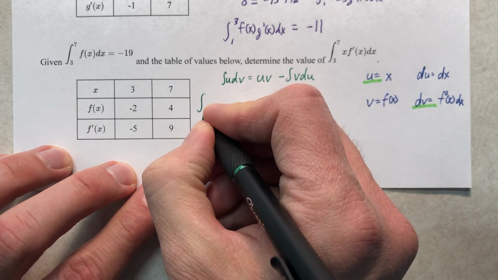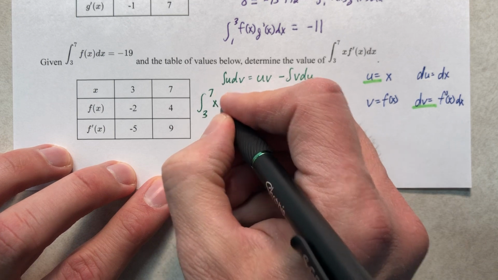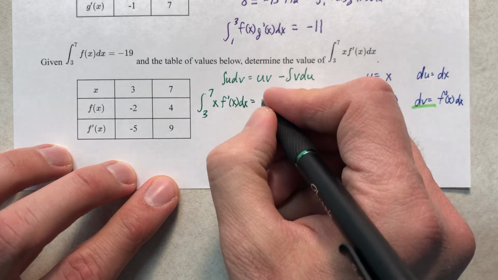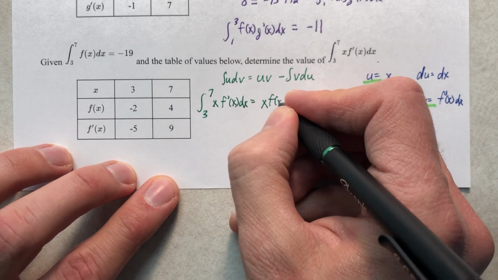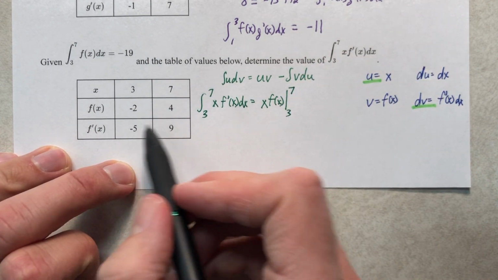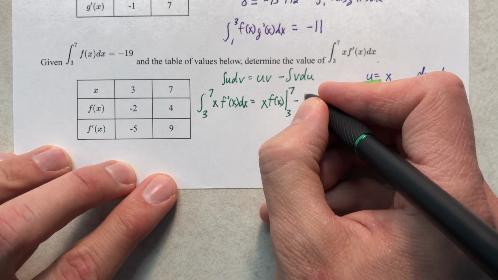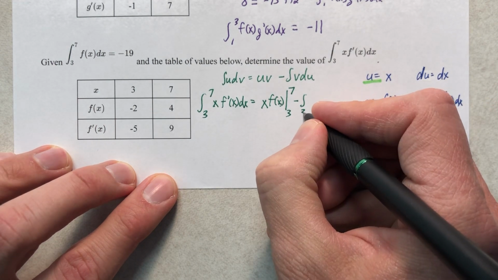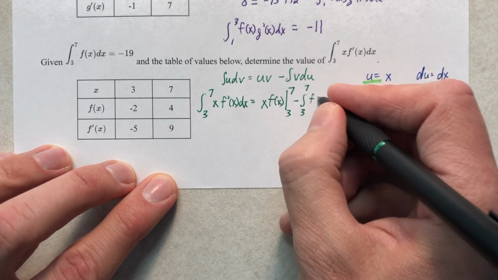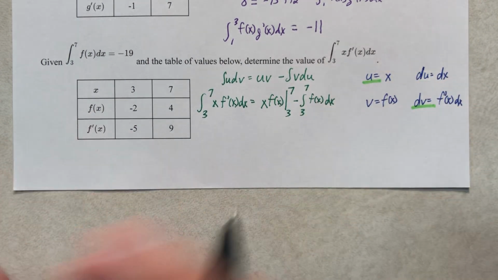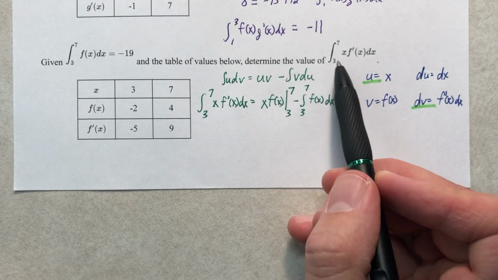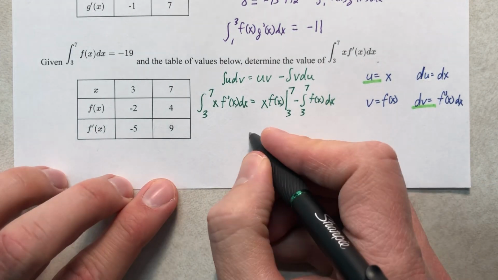The integral from 3 to 7, this is a definite integral, of x f prime of x dx equals uv, okay, x f of x, definite integral, that's from 3 to 7. Oh, we're going to need some stuff here. Minus the integral from 3 to 7 of v du, f of x dx. Okay? Our job is to determine the value of this, which is the left side. So we're just going to keep going with this.